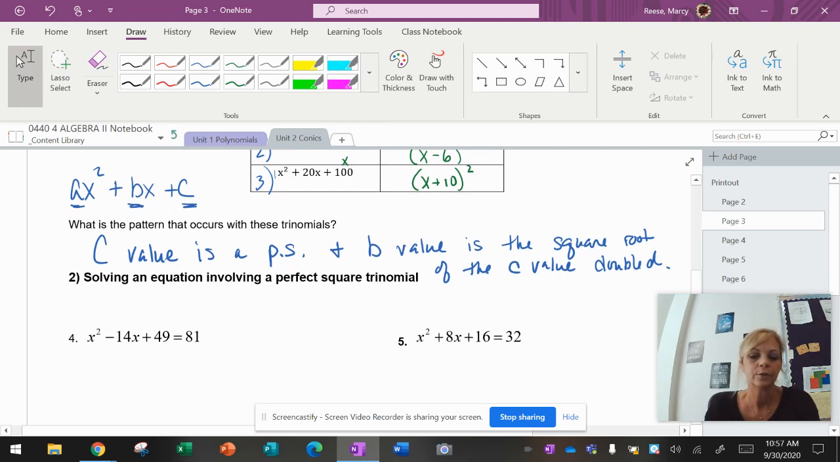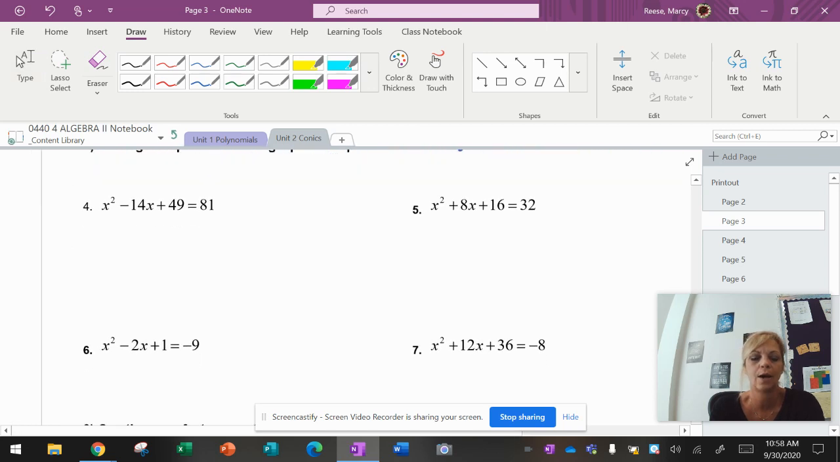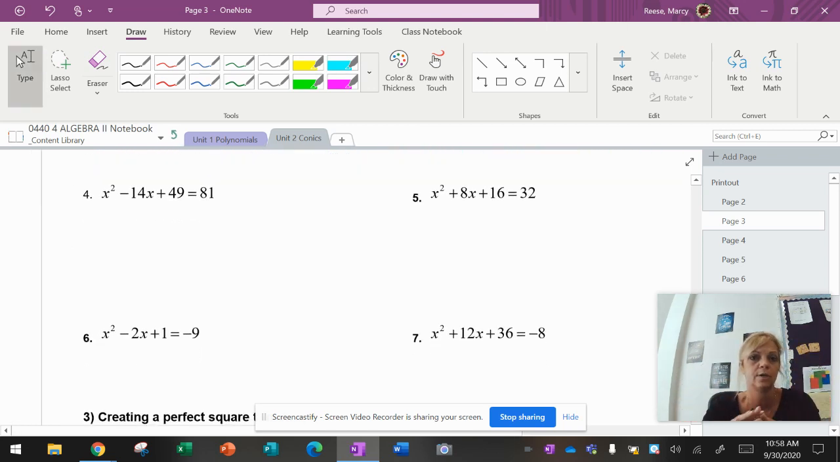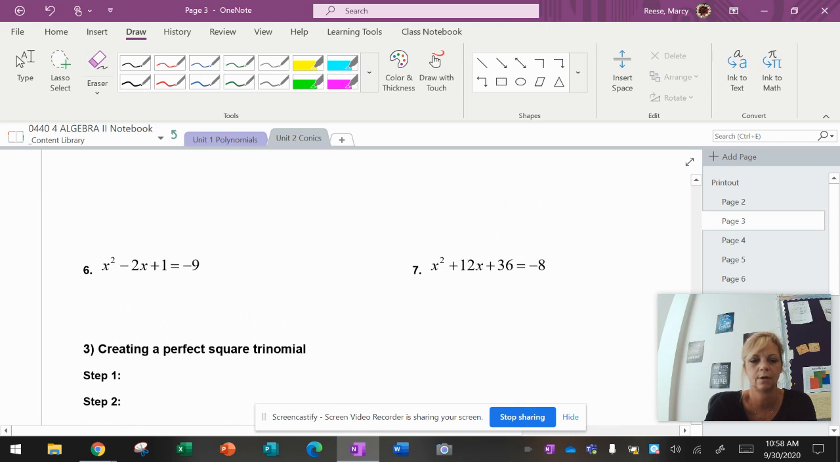All right, so solving an equation involving a perfect square trinomial. I'm walking you through these a little at a time: 4, 5, 6, and 7. What we're doing with these is, oh boy, my numbering is really messed up because I cut and pasted some stuff.